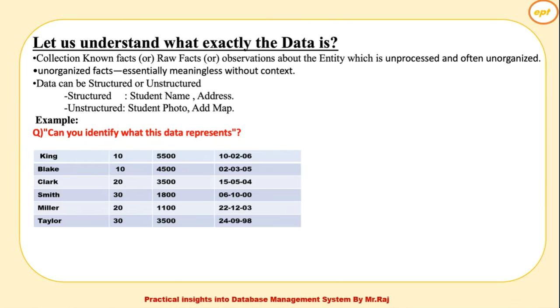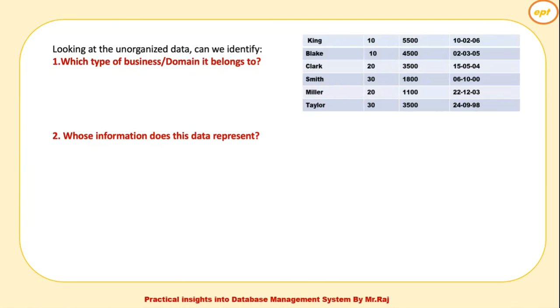Are you getting? Without a context, if I don't tell the meaning of the data, what this data is all about, how can you give an answer, right? You can't give any proper answer. It is really challenging to tell what these rows belong to. So let me ask you a few follow-up questions. Looking at this unorganized data, can we identify the domain of this particular data?